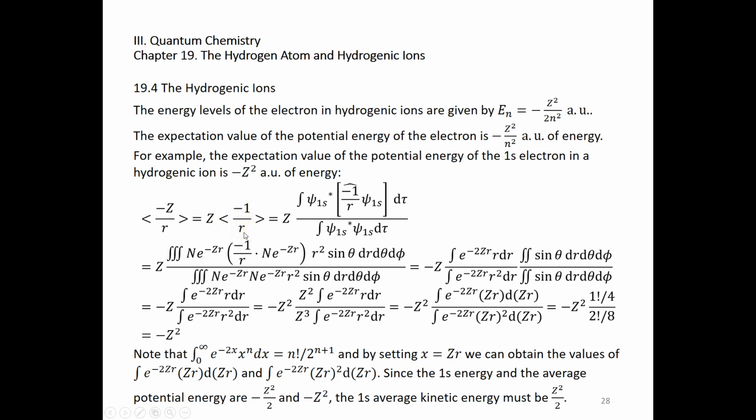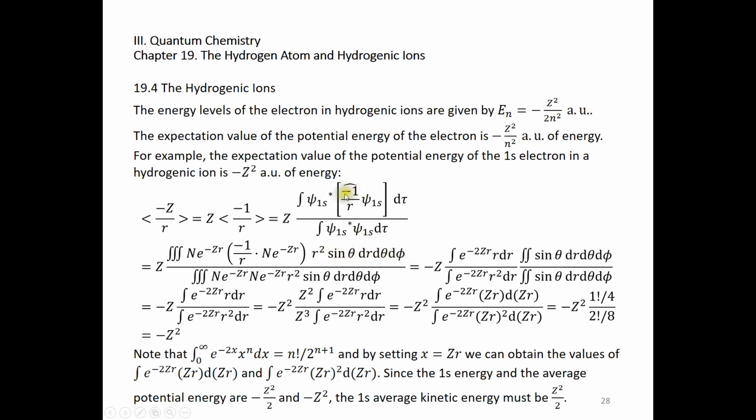Using quantum mechanical postulate 4, we have this division between two integrals. On the bottom is just the integral of the complex conjugate of the function times the function. On top, it's the complex conjugate of the wave function multiplied by the operator applied to that wave function. d tau is the volume element. d tau is r squared sine theta dr d theta d phi.